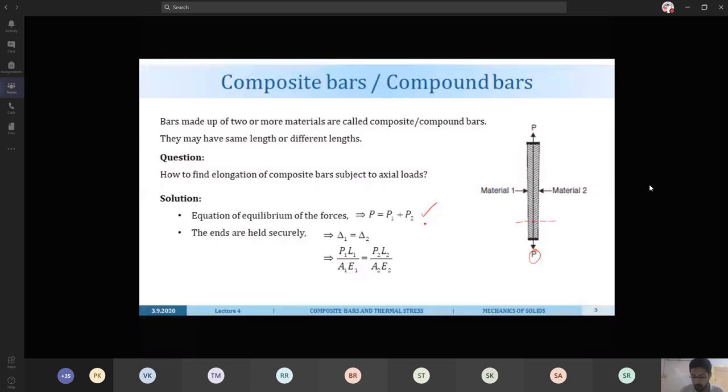But at the same time, there is a compatibility condition. We are keeping these edges restrained, so that these two are jointly kept together. So if this material elongates, the same quantity this material also has to elongate. So we apply a compatibility condition here, saying that delta 1 is the elongation in material 1 and delta 2 is the elongation in material 2. Both these elongations are the same. And we know that delta is nothing but PL by AE. Using that information, we get this expression, where we are equating the elongations in both the bars.